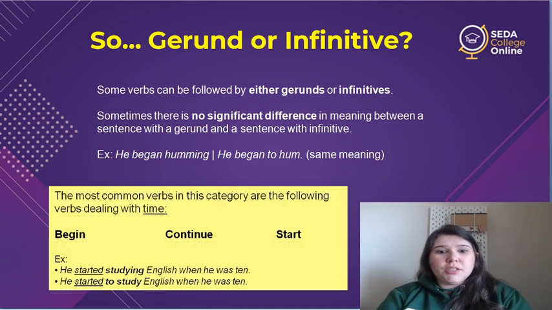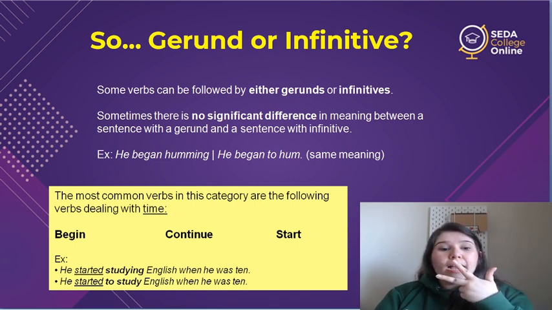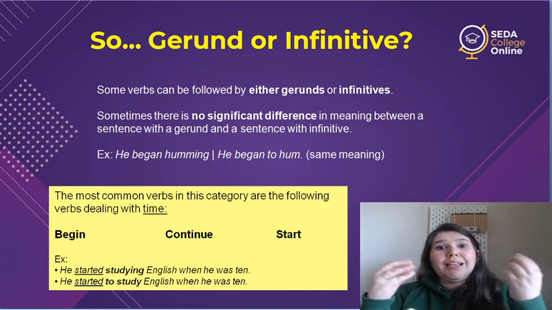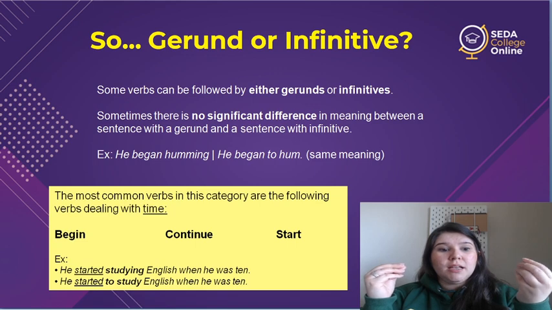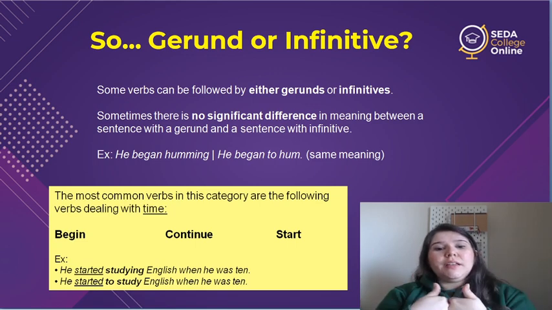So the most common verbs in this category are the following verbs dealing with time. So the verbs dealing with time are begin, continue, and start. So after these three verbs, most of the times you can use infinitive or gerund, and they have the same meaning. All right? Example there. He started studying English when he was 10. Or he started to study English when he was 10 is exactly the same thing. Okay? So after begin, continue, and start, you can use ing or infinitive too. Okay?